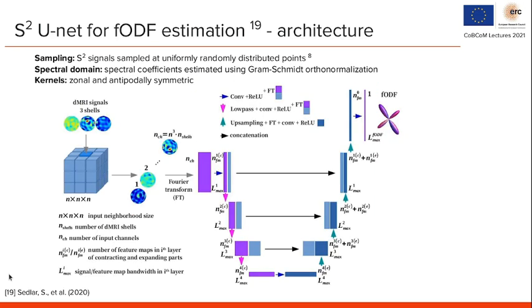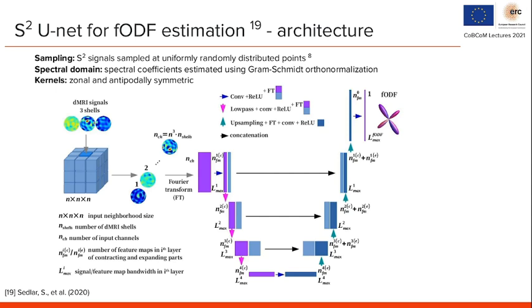Putting together convolutional, pooling, and transposed convolutional layers, we have designed a spherical UNet for fiber orientation distribution function estimation. As input, it takes multi-shell diffusion MRI data sampled at uniformly randomly distributed points from a single voxel or a small 3D neighborhood, as illustrated on the left. Spherical harmonic coefficients are estimated using the Gram-Schmidt orthonormalization process.